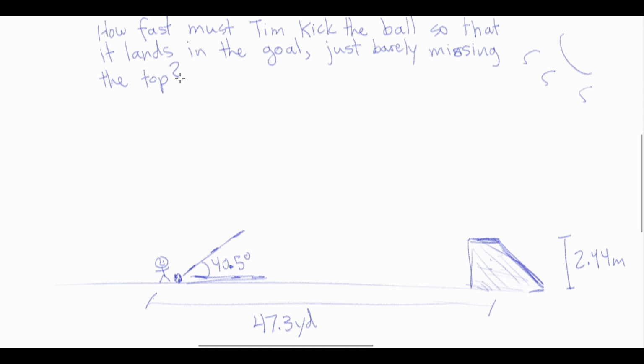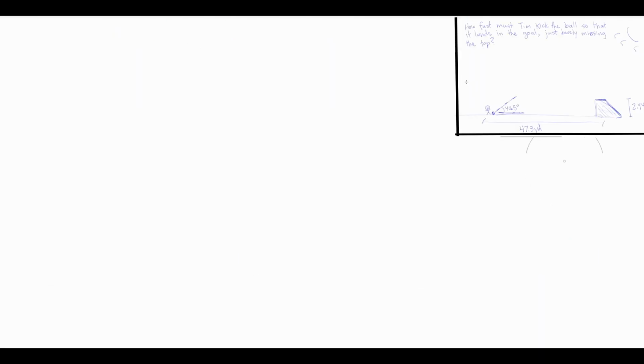In other words, this problem is asking us to find a velocity such that when the ball travels to the goal, it is at a height of 2.44 meters. First, we know that the horizontal component of velocity multiplied by the time it takes for the shot to reach the goal must be 47.3 yards, which converts to 43.2 meters.